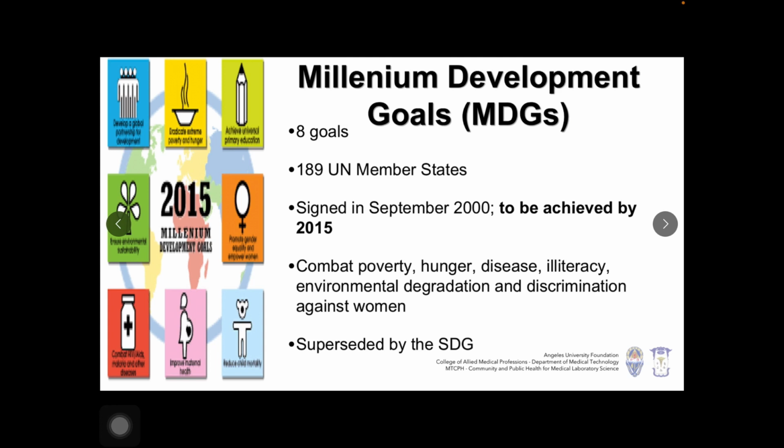The MDGs have been superseded or replaced by the Sustainable Development Goals, which are a set of 17 integrated goals that build on the achievements of the MDGs, but these SDGs are much broader, deeper, and far more ambitious in scope. So if MDGs were to be achieved by 2015, which has already passed, the SDGs are targeted to be achieved by 2030. So basically, for the SDGs, we still have 9 more years to somehow achieve these 17 goals.